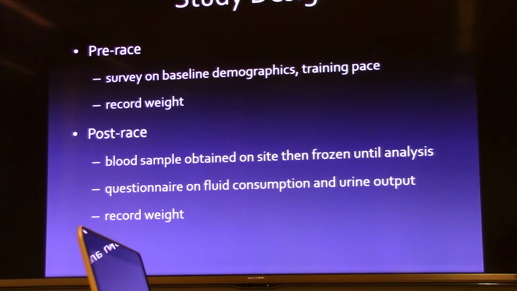Basically, the investigators of this study wanted to evaluate the incidence of hyponatremia in this cohort by collecting their blood sample post-race, and also to identify variables that are linked to the development of hyponatremia by having the athletes do a survey on their baseline demographics, their training habits, as well as by having them do a questionnaire post-race on their fluid consumption as well as urine output. Weight was measured both pre and post-race.